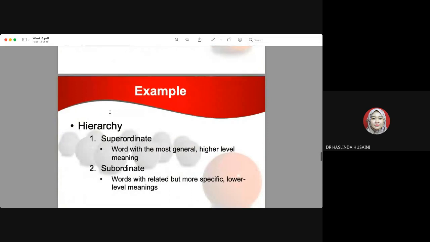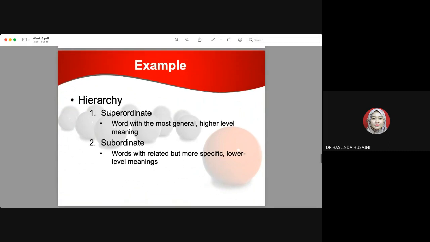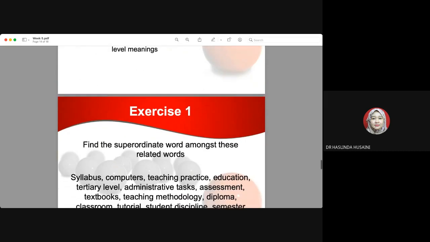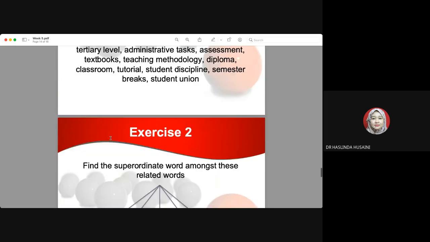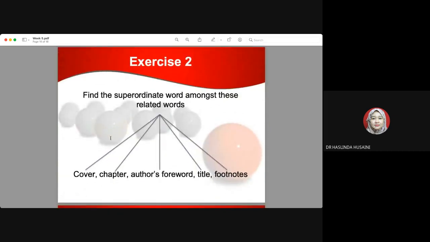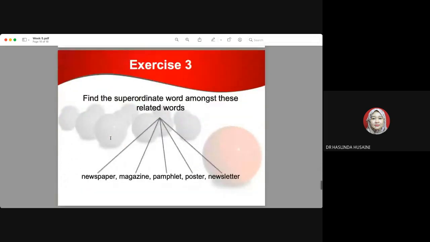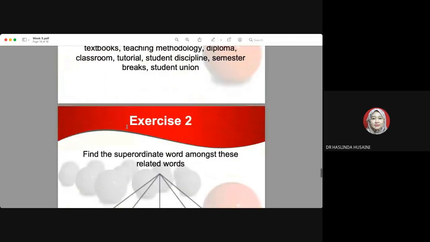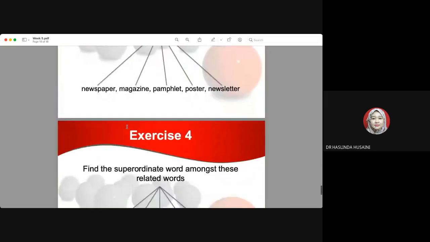Construction of taxonomies ni, ni adalah latihan. You all lihat bagaimana hierarchy, superordinate, subordinate, ataupun subdomain ataupun element. This is the exercise. Find the subordinate word amongst these related words. Syllabus, computers, teaching, practice, education. Nah, ada 4 exercise dekat sini. Apa agaknya domain yang boleh dihasilkan daripada perkataan ini. Same goes to here lah. Apa yang boleh kita hasilkan kat sini. Begitu juga nombor 3 dan juga nombor 4.